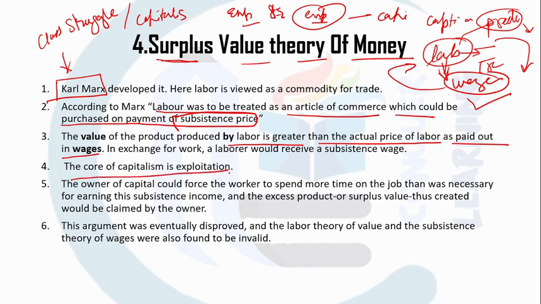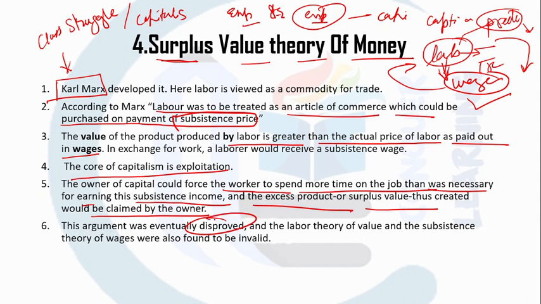The core of capitalism is exploitation. The owner of capital could force the worker to spend more time on the job than was necessary for earning his subsistence income, and he keeps on exploiting. Employer keeps on exploiting. He would ask the labor to work for extra hours, but he would give him merely subsistence level, and the excess product or surplus value that's created would be claimed by the owner. He would keep the amount with himself. This argument was eventually disapproved later. The labor theory of value and the subsistence theory of wages were also found to be invalid.